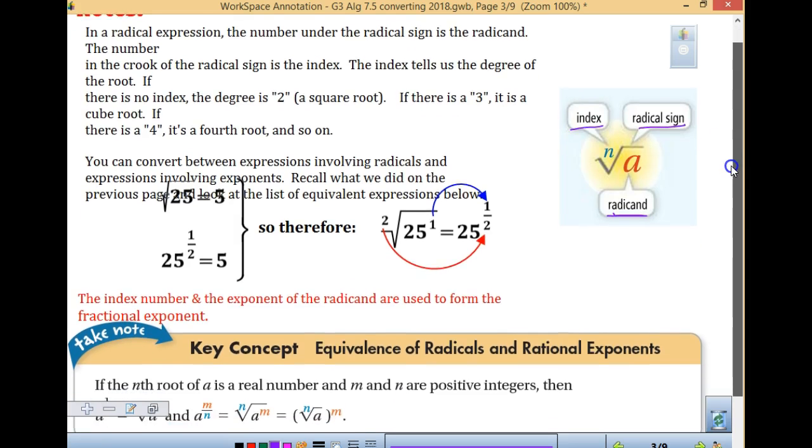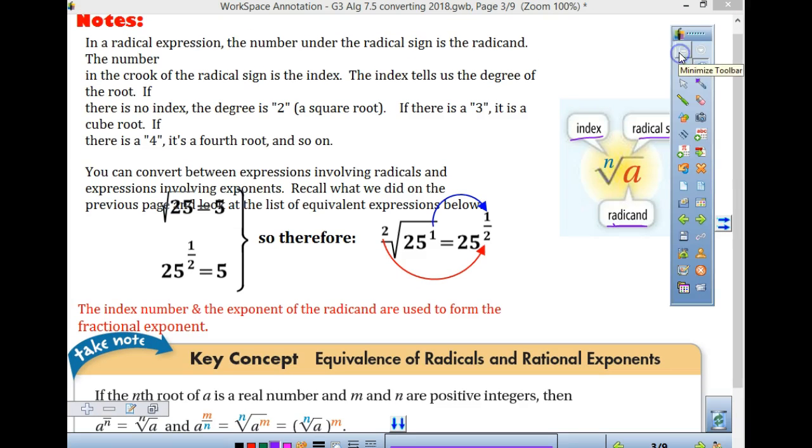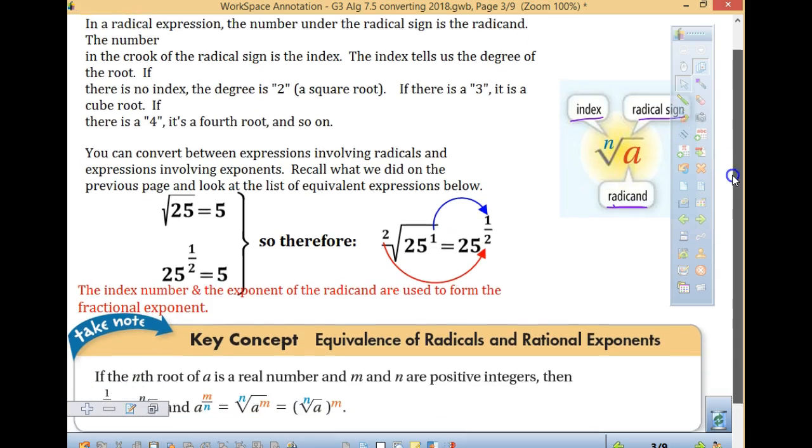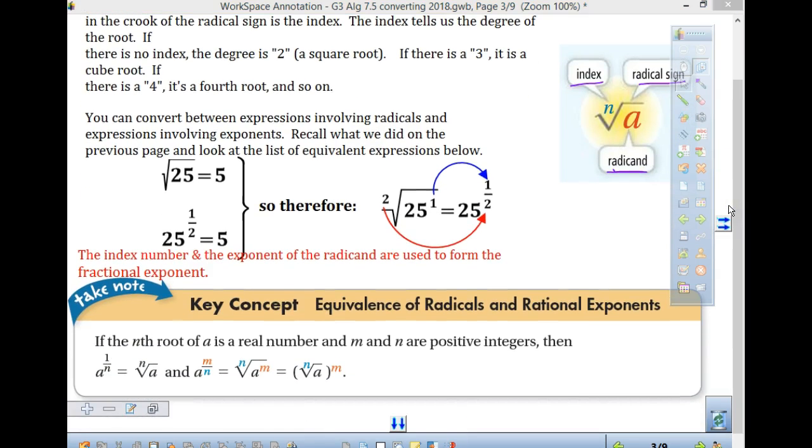So if we are looking at this, as we are looking at our note, the square root of 25 is 5, and 25 to the 1/2 is also 5. Therefore, our index always goes in the denominator, and whatever power the radicand is raised to is what's in our numerator. Okay? So the index and the exponent of the radicand are used to form a fractional exponent.